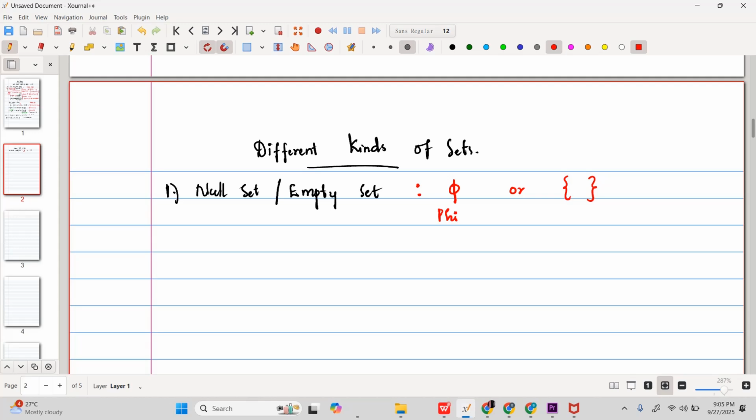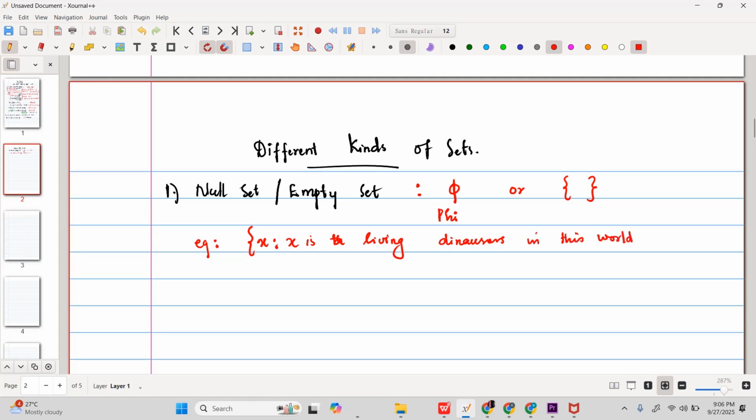I can give you an example, which is the set of, I am taking a collection of all x such that, in set builder form, x is a living dinosaur in this world.